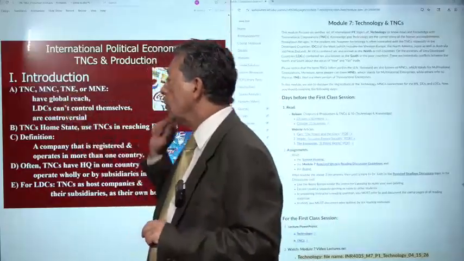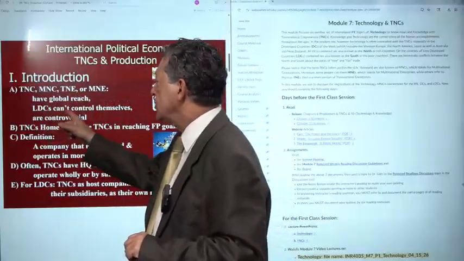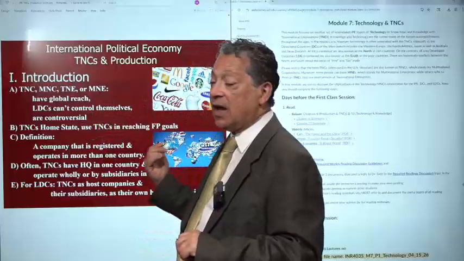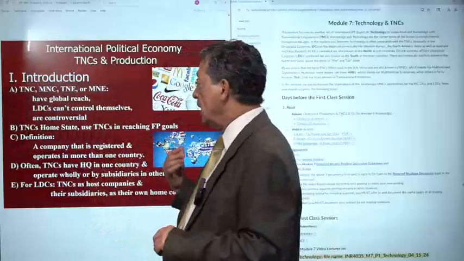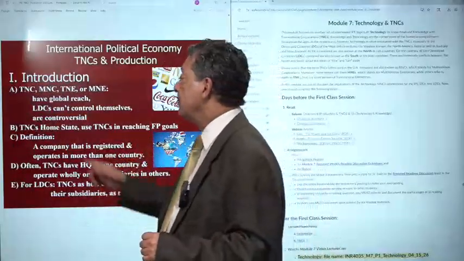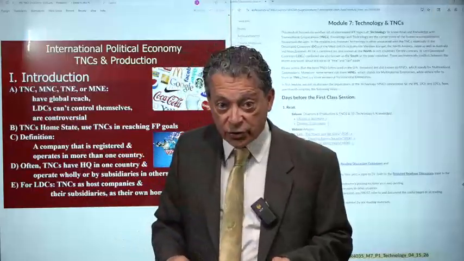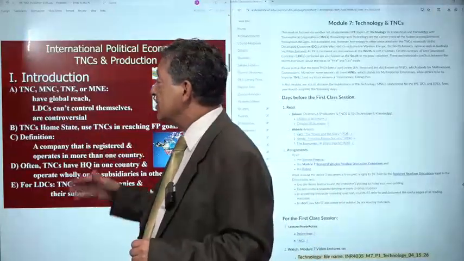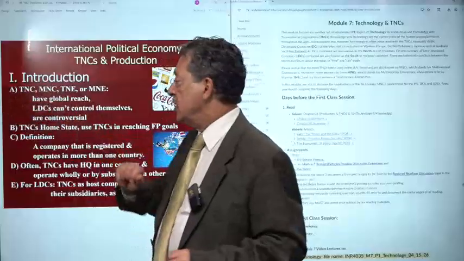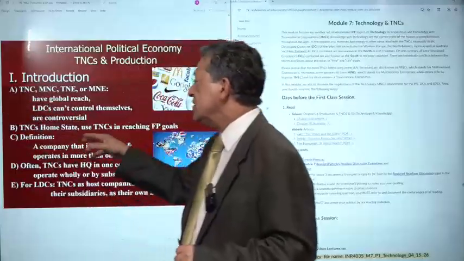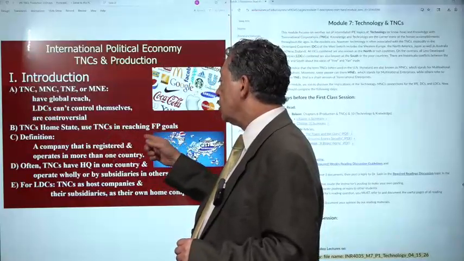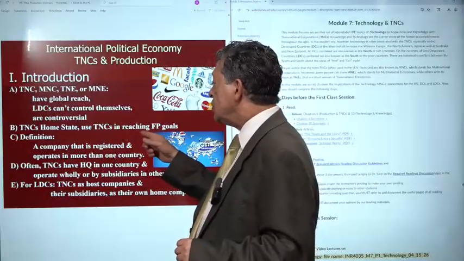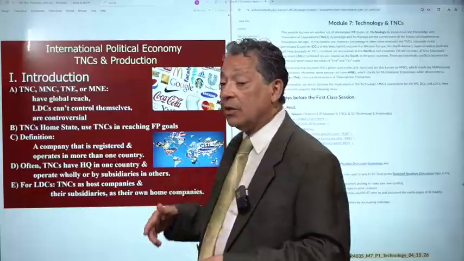So they have a global reach, and the developing countries can't control them themselves, because they usually come from a home country, not a host country, which is a developing country, and they are usually controversial as well. So these are the 3 characteristics you need to know, but I already gave you a basic definition. And then the TNC's home state uses the TNC in enriching the foreign policy goals of their own country.